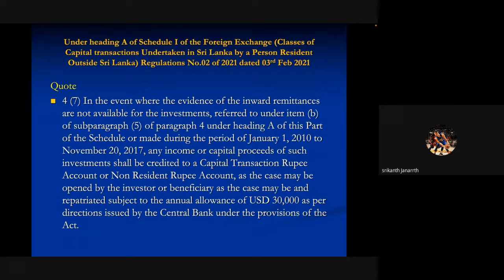Why this 30,000 restriction? Because this clause in this particular regulation says that if anybody brought an investment into Sri Lanka and no records are found, they are eligible to take 30,000 from their CTRA account, or they can even put it to the NRRA account. From there, they can transfer to CTRA when they want to take. But from CTRA, they can take 30,000 per annum only. So if they put in a large amount, they have to take it slowly, in small amounts, under CTRA, because this is investment made without any documentary proof.